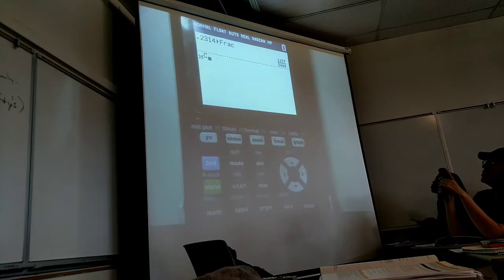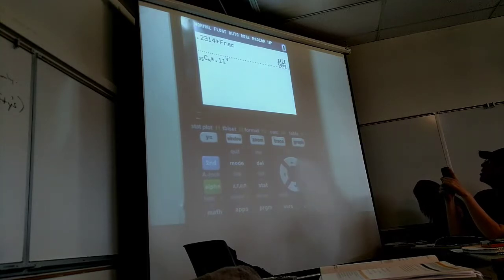35, choose 4. Now, if you have the older calculator, I can't remember what it looks like. I think it just has the nCr in the middle. If you have the newer one, you have to remember to push over to get out of the bottom there. Then I would say times 0.11 to the fourth, hit the over button to get out of the exponent, times 0.89 to the 31st.